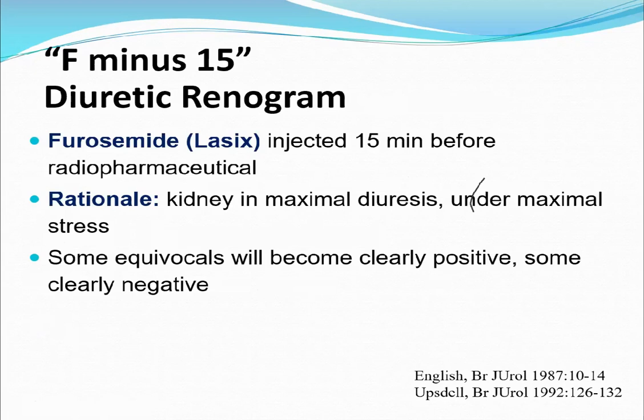Minus 15 diuretic renogram is where the furosemide is injected 15 minutes before the radiopharmaceutical, to make the kidney in maximum diuresis. It is indicated in equivocal response cases.